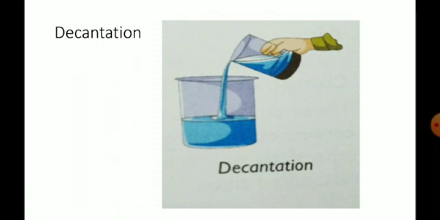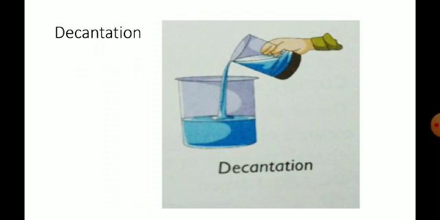Next process, decantation. After the insoluble impurities settle down at the bottom of the beaker, the clean liquid can be seen above. The clean liquid can now be poured into another beaker without disturbing the sediments. This process of removal of clear liquid above the sediments is called decantation.